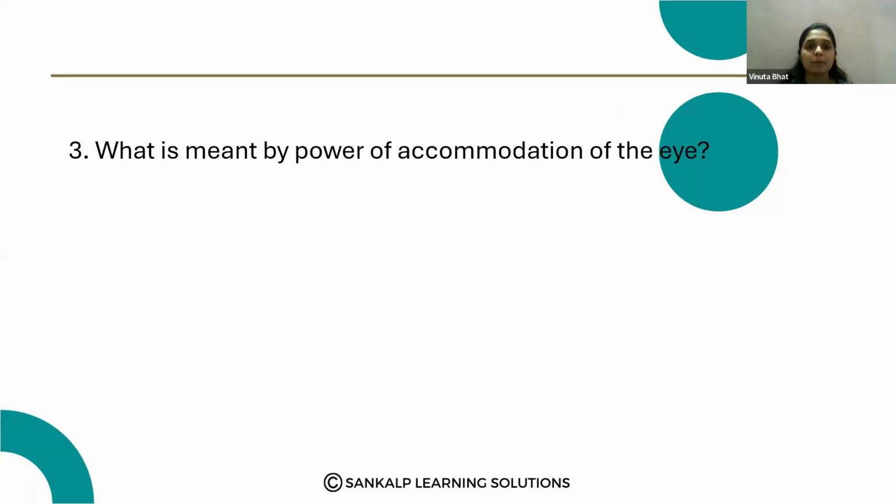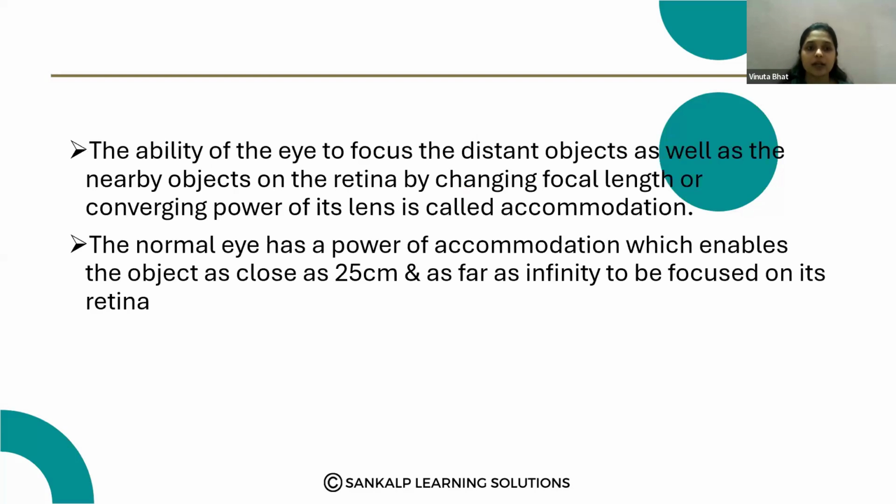What is meant by power of accommodation of the eye? The ability of the eye to focus the distant objects as well as the nearby objects on the retina by changing the focal length or converging power of its lens is called accommodation. Here the normal eye has the power of accommodation, that is, near object at 25 centimeter as far as infinity to be focused on its retina.